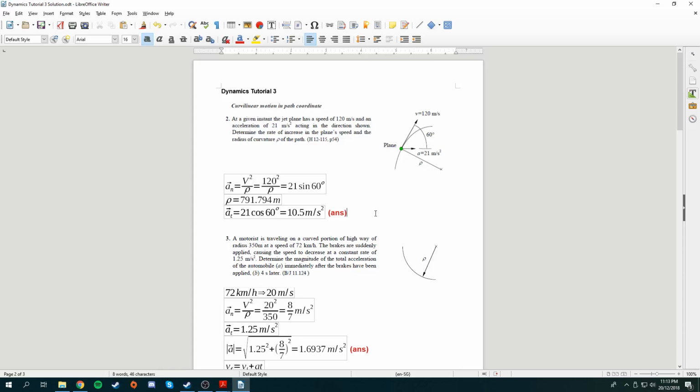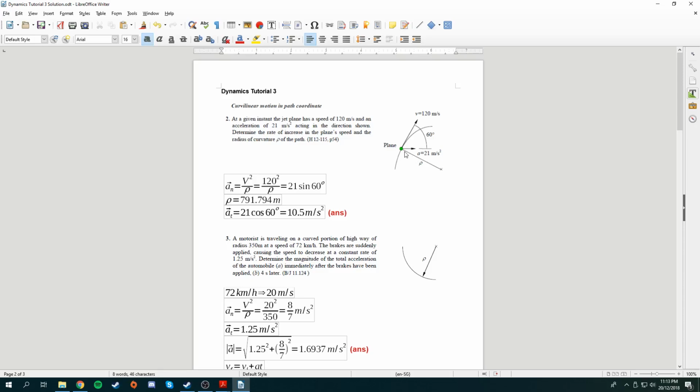At a given instant, the jet plane has a speed of 120 meter per second and an acceleration of 21 meter per second square, acting in the direction shown. Determine the rate of increase in the plane speed and the radius of curvature, which is rho, of the path.